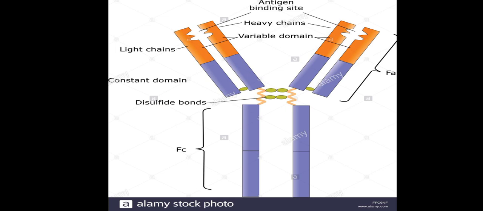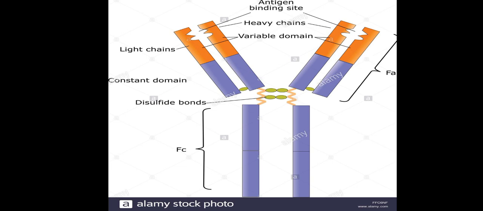Then there are the 2 light chains and 2 heavy chains, in which one part has the variable domain, that is it can change its shape, and that is yellowish in color. And the constant domain, which does not change its shape, is blue in color. Okay, this constant domain may not change its shape.